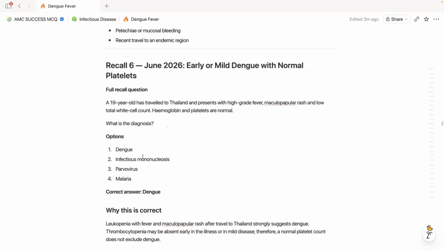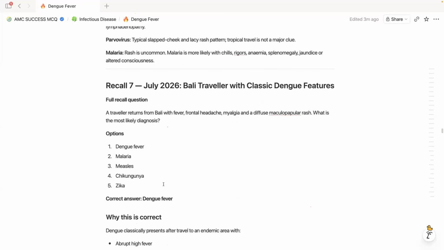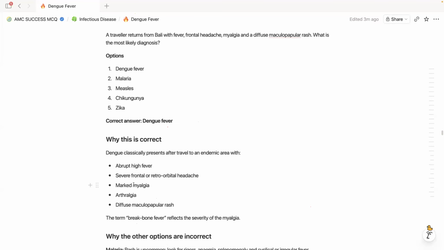The next question: a 19-year-old has traveled to Thailand and presents with a high-grade fever, maculopapular rash, low total WBC, hemoglobin and platelets normal. Again, diagnosis dengue. That is straightforward. The next question: a traveler returns from Bali with fever, frontal headache, myalgia, diffuse maculopapular rash. What is the most likely diagnosis? This is also very straightforward, dengue.